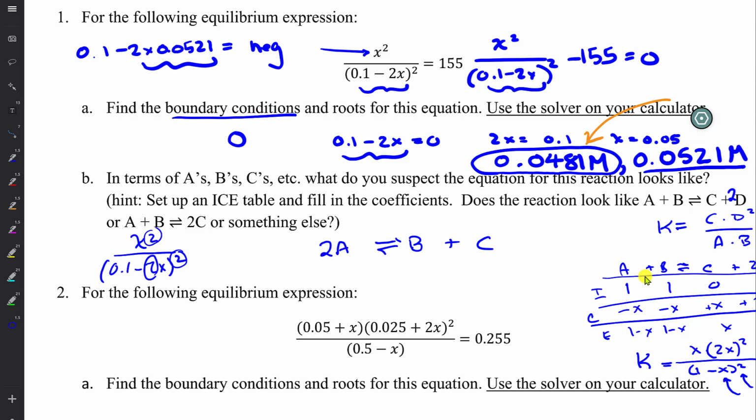And so now you can fill in the ice table. This is initial conditions are 0.1, and this is 0 and 0, because if they weren't 0, they would have had numbers associated with them up here, right? And then you can fill out the rest of the ice table from there, following this procedure that I showed over here.